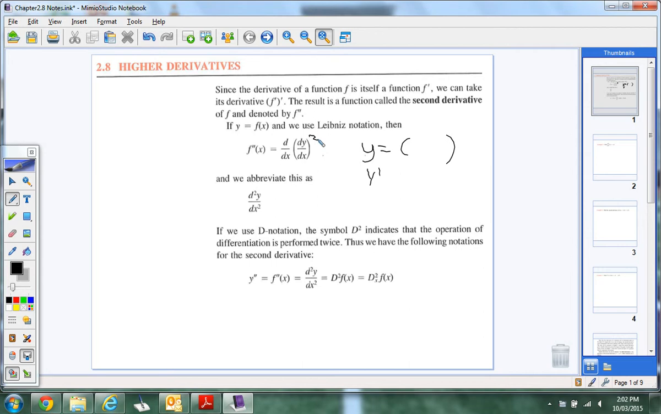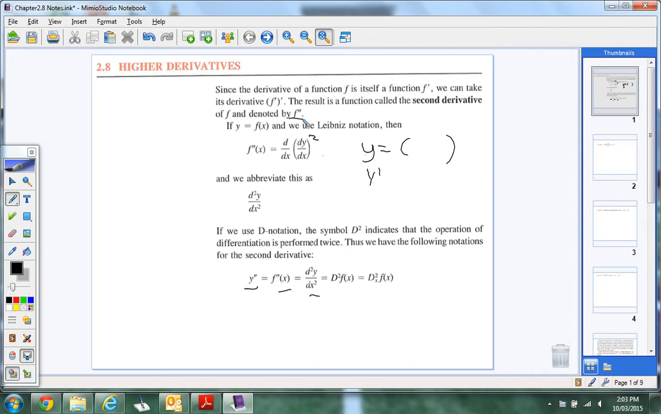So then here's all the different ways you can write it. Y double prime, f double prime, d squared y over dx squared, derivative squared f of x. And I wouldn't ever use that one, so don't worry about that one. F double prime, the 2 ticks, that's the same thing as the second derivative.